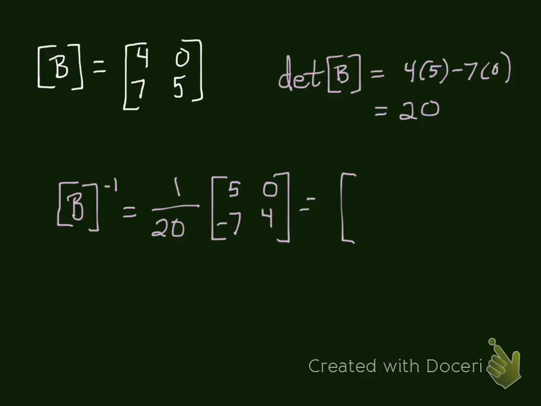Now we need to divide by the 20. So we're going to have 5 divided by 20, which is 1/4. 0 divided by 20, still 0. Negative 7 divided by 20, and then 4 divided by 20 is 1/5. You could plug it in the calculator and get decimal values.